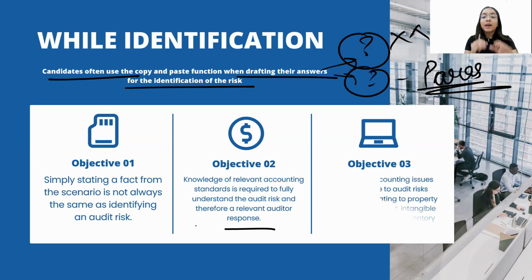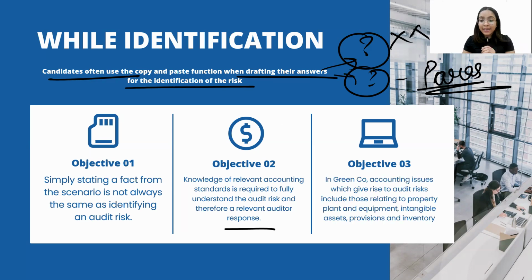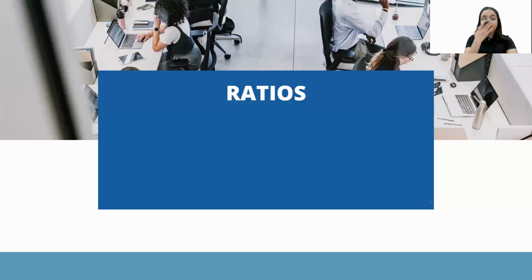Finally, in Green company, accounting issues which give rise to audit risk include those relating to PPE, intangible assets, provisions and inventory. So in the question itself there were a lot of accounting standards related audit risks: PPE, intangibles, provisions and inventory. Of course, you need knowledge of accounting standards in order to identify the risk.